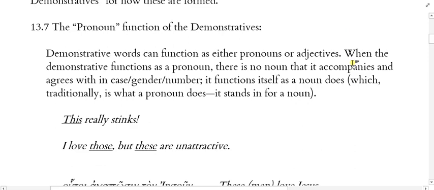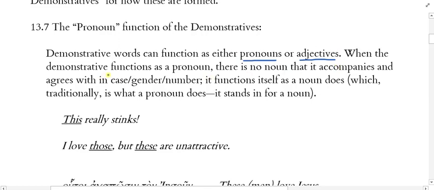13.7 in Mounce, that's page 108, the pronoun function of the demonstratives. What we're going to see is that demonstrative words can function in one of two ways. They can either function as pronouns or as adjectives. Okay? So you can have them functioning one way or the other, either as pronouns or as adjectives. We'll start with the pronoun function first.